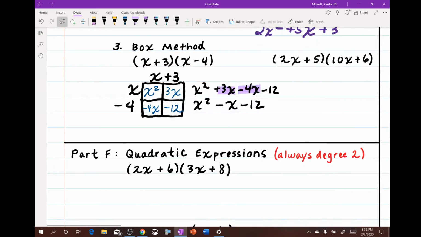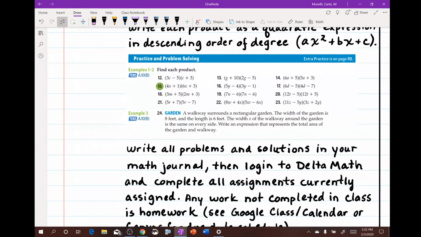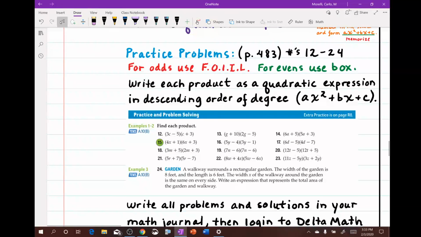Okay? And that's it for today. You need to do this for homework. So if you're not going to be getting on the OneNote and you're not going to be getting on the textbook, you need to go to page 483 in the textbook and do these, 12 through 24. The odd numbers, that would be 13, 15, 17, 19, 21, 23. You need to use FOIL, okay? You can use half moon if you want, crescent moon. For evens, use the box method, okay? That would be 12, 14, 16, 18, 20, 22, and 24.